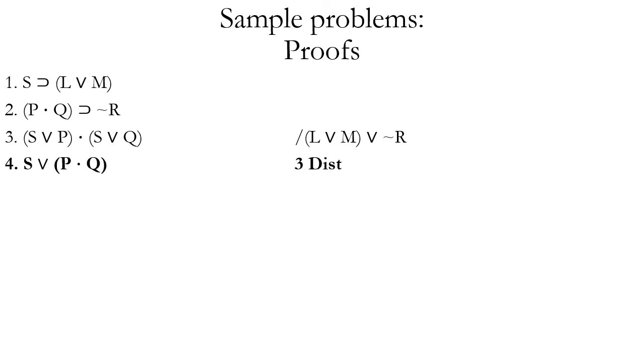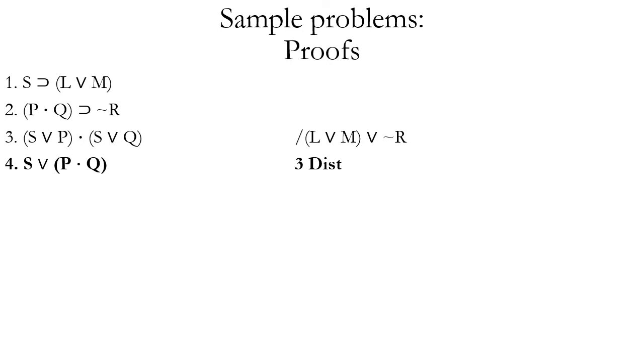We get the main operator changes from a dot to a wedge. The S's are consolidated as the first disjunct, and the second disjunct is going to be a conjunction of the second of those two disjuncts, P and Q. Now, hopefully by now you've been able to figure out what rule we're going to use to complete the proof.